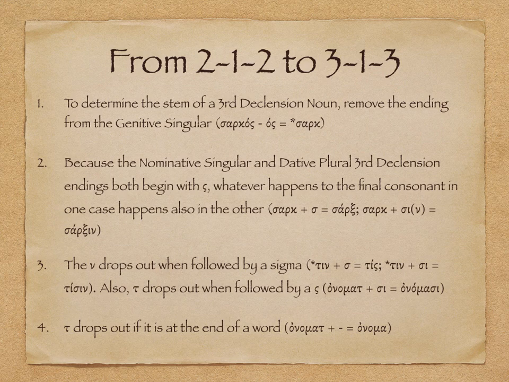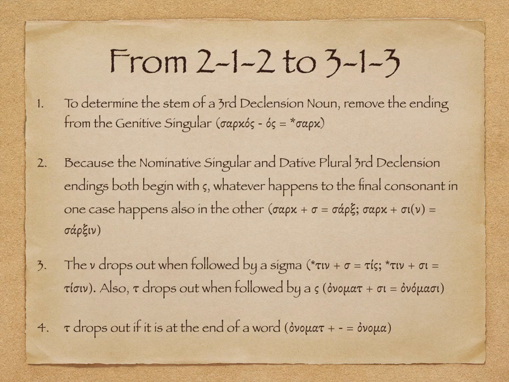Notice number 1. To determine the stem of a third declension noun, remove the ending from the genitive singular. And the genitive singular ending is omicron sigma. So look at the genitive singular, remove omicron sigma, and you have the actual stem of that noun. And it will end in a consonant. And here, kappa, sark. Sarkos, remove omicron sigma, sark. That's it.